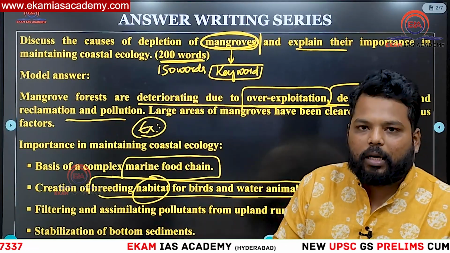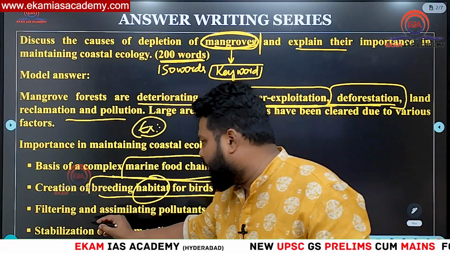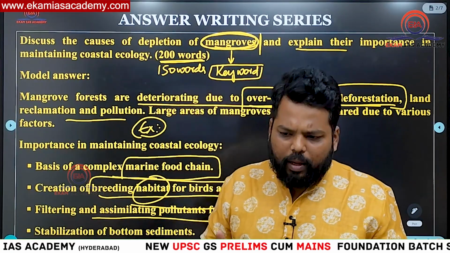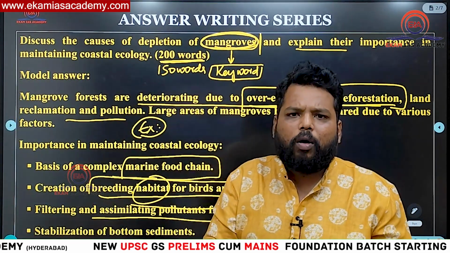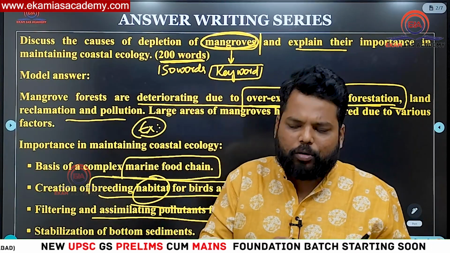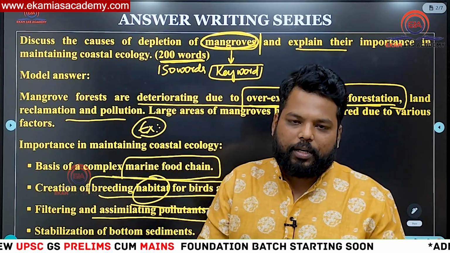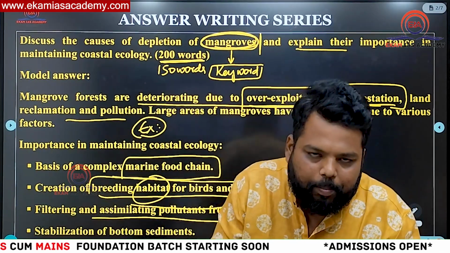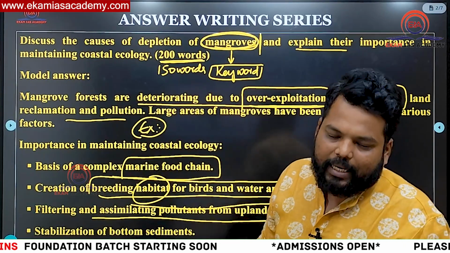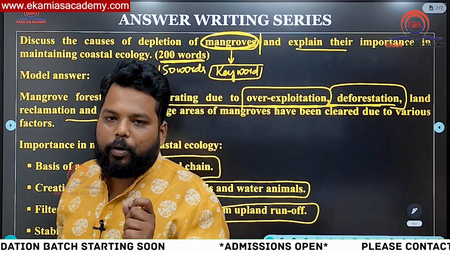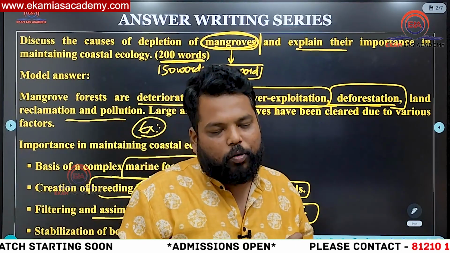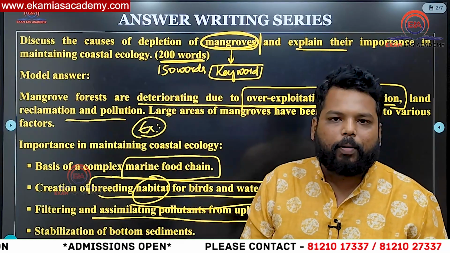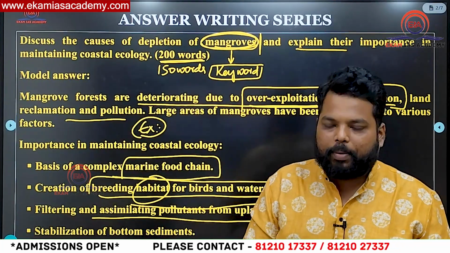If you could write the third point, that would be better. Like filtering and assimilating pollutants from the upland runoff. Whenever we have river runoff, or whenever the sea waves tend to thrash inward to the coastal regions, these uprooted vegetations of mangroves would trap the pollutants in them. So they would be acting as filters for these pollutants. So this is one aspect through which it would be maintaining the coastal ecology. This is the third most important and most common point which most people would be writing.